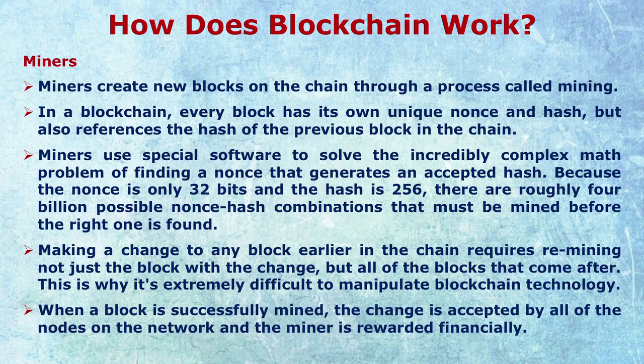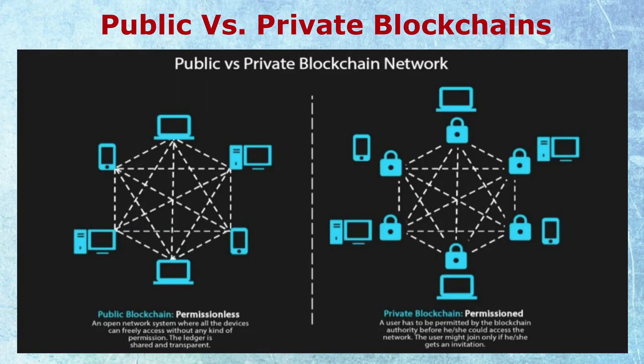Making a change to any block earlier in the chain requires remining not just the block with the change, but all of the blocks that come after. This is why it is extremely difficult to manipulate blockchain technology. When a block is successfully mined, the change is accepted by all of the nodes on the network and the miner is rewarded financially. This is the diagram which shows the comparison of public versus private blockchain networks.